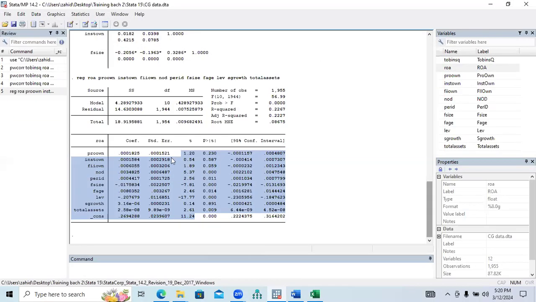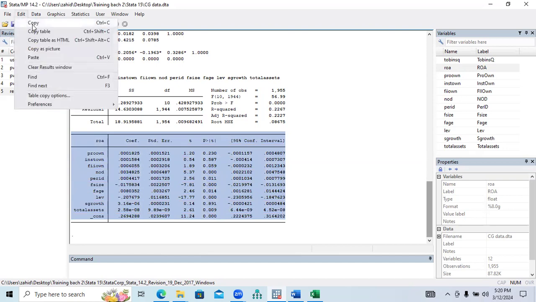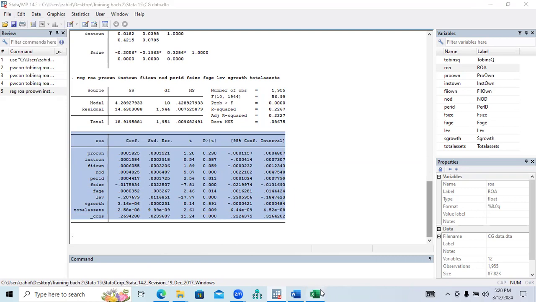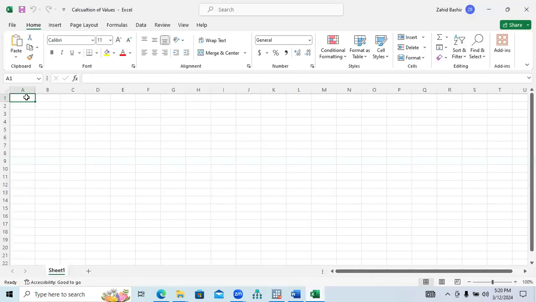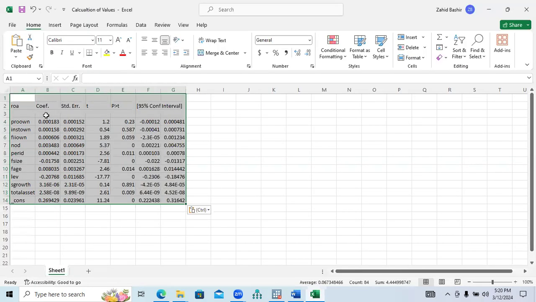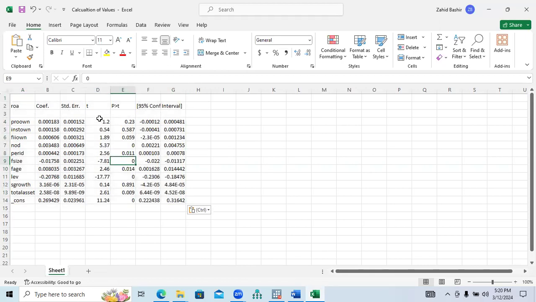Now just take a look at this table. I am copying this table into Excel. Go to your edit, copy table, and just paste it here, your table. And let's suppose there is no t value here. Let's suppose it is blank. So how the p value is computed, you need to understand. The t value is computed when you divide the coefficient by the standard error.